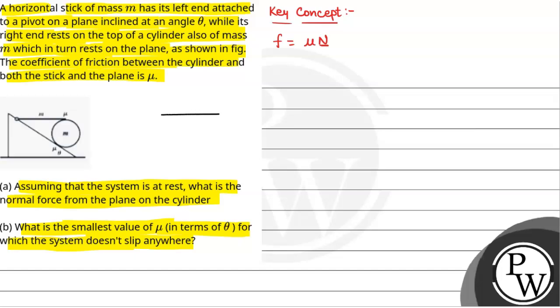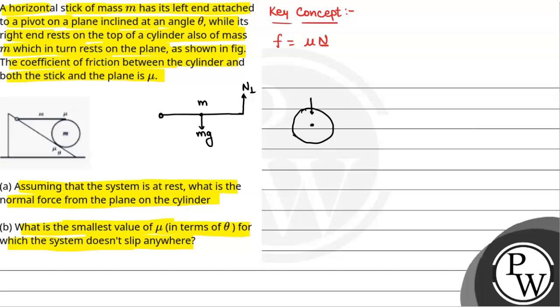So suppose this is the stick. It has a mass m. If this is the center of the stick, weight will act downward, that is mg, and at the right end of the stick we will have a normal reaction acting upward. Let us call this N1. This normal reaction is due to this cylinder. Similarly, on this cylinder, due to this stick, there will be a normal reaction acting towards its center. And at the left end of the stick there is a pivot, so we will not consider the force on this stick due to the pivot.